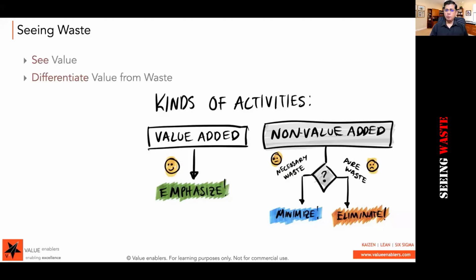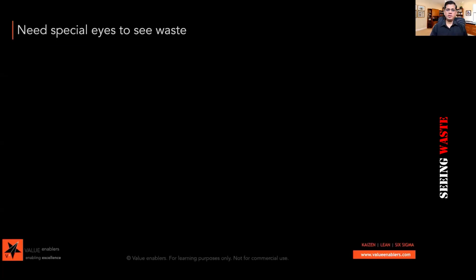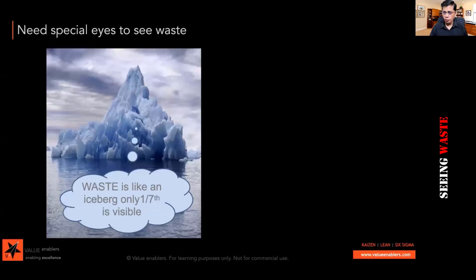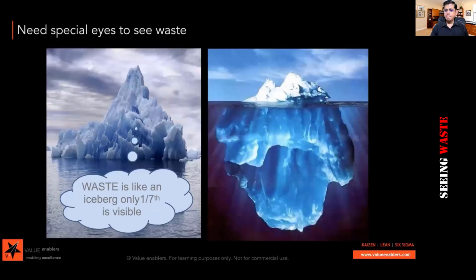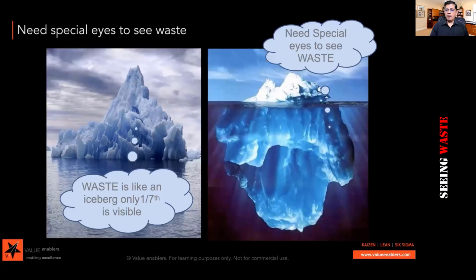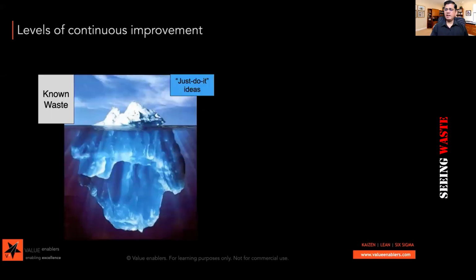So see value, differentiate value from waste. And we said we need special eyes to see waste. It's like an iceberg, and most of the things are hidden inside. And this is the level of continuous improvement. Yesterday we spoke about it.